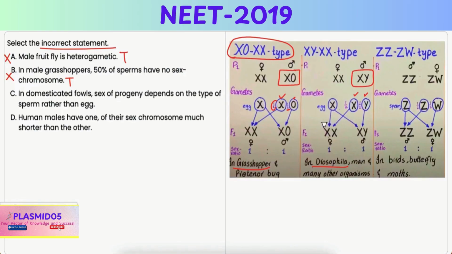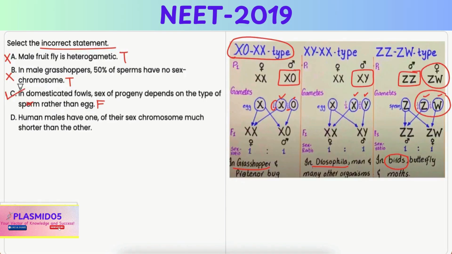Option C, in domesticated fowls, sex of progeny depends on the type of sperm rather than egg. Now, this is false. In birds, including domesticated fowls, females are heterogametic, carrying ZW chromosomes, and males are homogametic, carrying ZZ chromosomes. So, the sex of the progeny is determined by the type of egg rather than the sperm. Hence, this is the correct option.